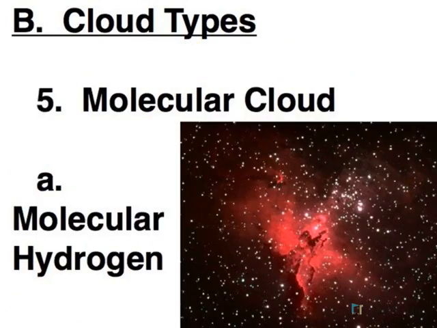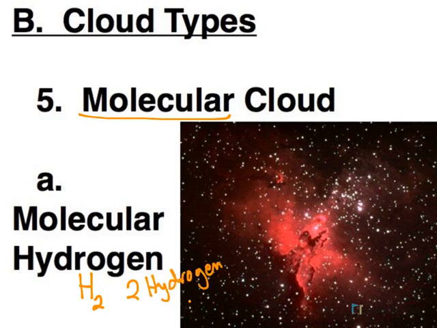And our last kind of cloud is a molecular cloud, in this case molecular hydrogen. So that is H2. So essentially two hydrogen atoms bound together. And here we see the Eagle Nebula. That's a nice H II. Well, H II is the ionized hydrogen.